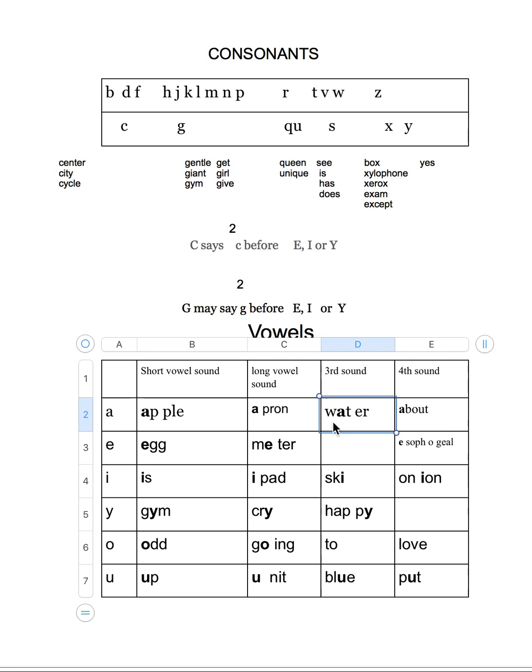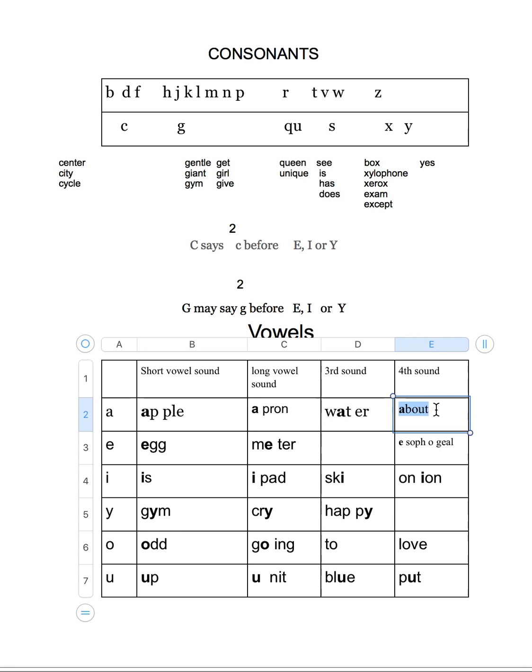Water. The W is a bossy letter and often changes the letter next to it. So the W changes the A to say ah. Water. Ah.